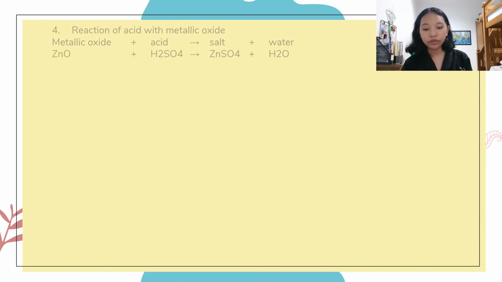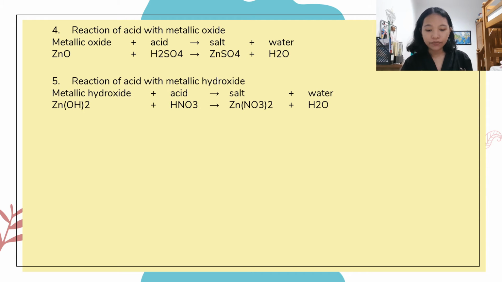Okay, let's proceed with the fourth reaction, the reaction of acid with metallic oxide. So the formula is metallic oxide plus acid yields salt plus water. So zinc oxide plus sulfuric acid yields zinc sulfate plus water. For the fifth reaction, we have the reaction of acid with metallic hydroxide. So the formula is metallic hydroxide plus acid yields salt plus water. So zinc hydroxide plus nitric acid yields zinc nitrate plus water.